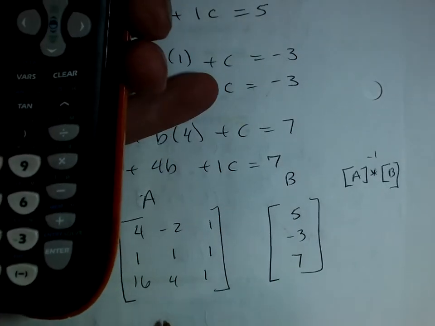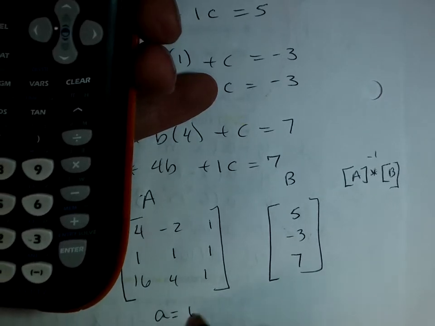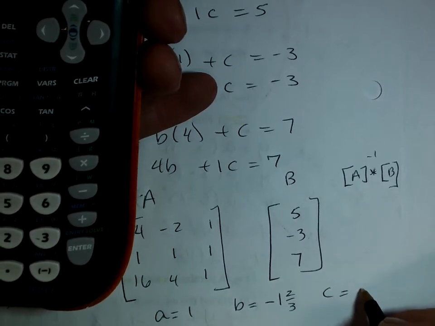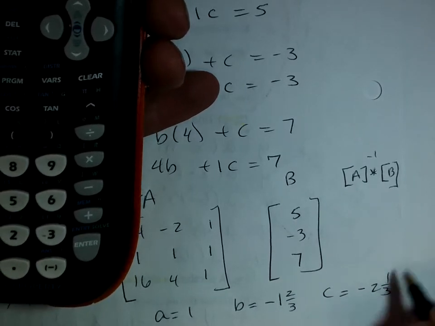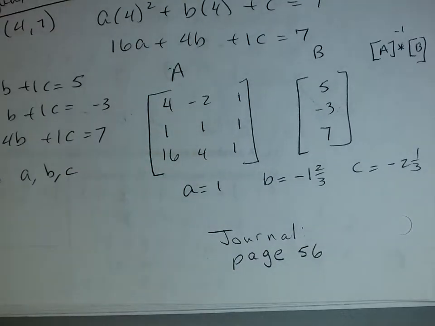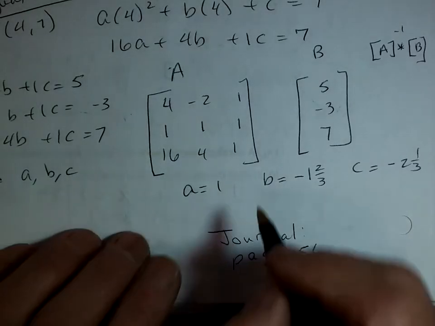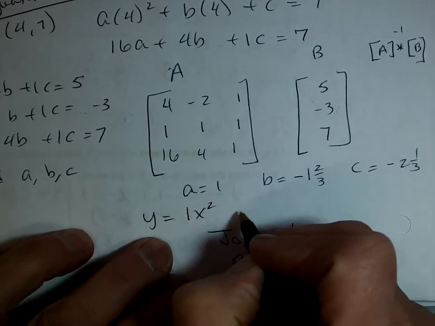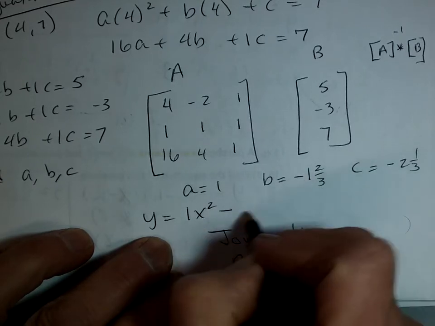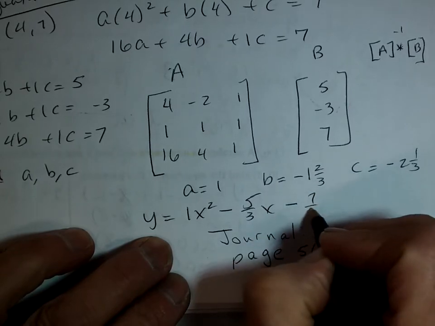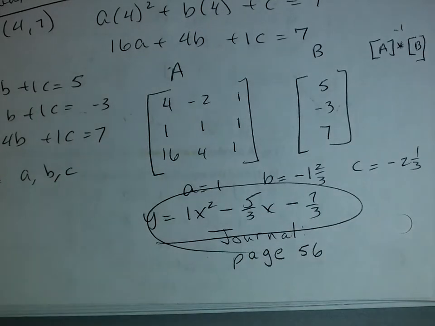So what we got was A, thanks Daisy, is 1. B turns out to be negative 1 2/3. And C is going to be negative 2 1/3. So, as my answer finally, let's take a look at it. We're going to write y equals 1x squared minus 5/3 x minus 7/3.